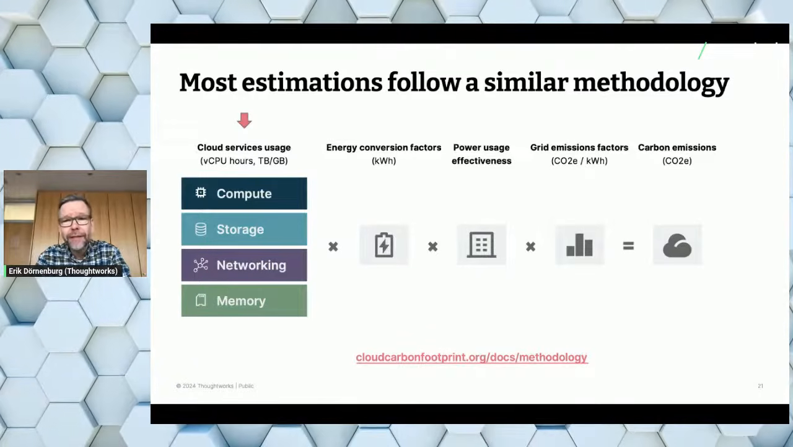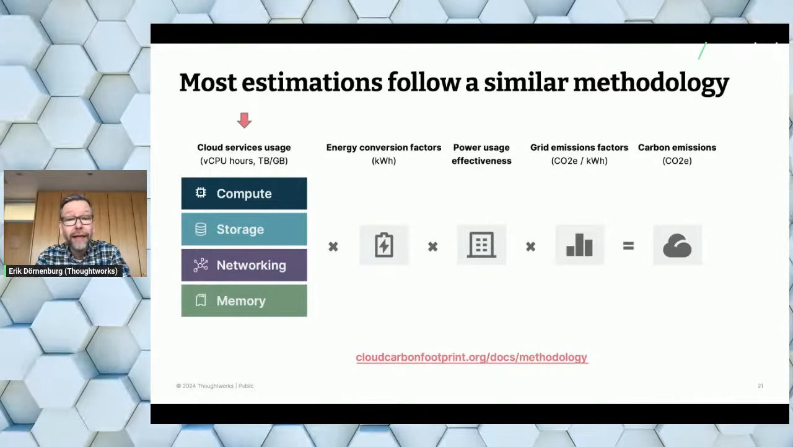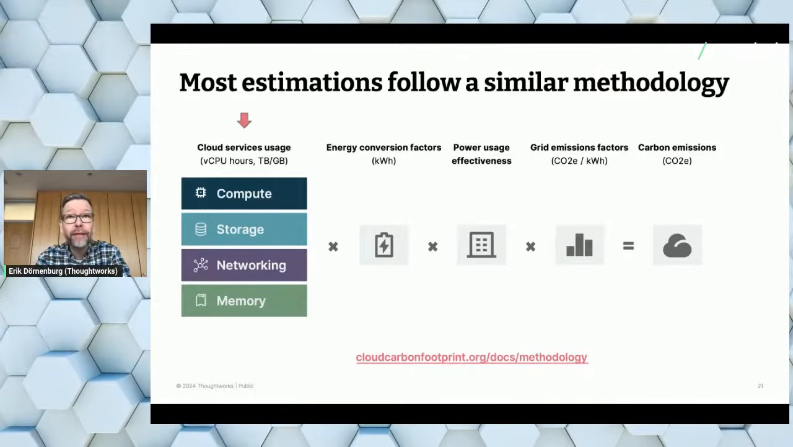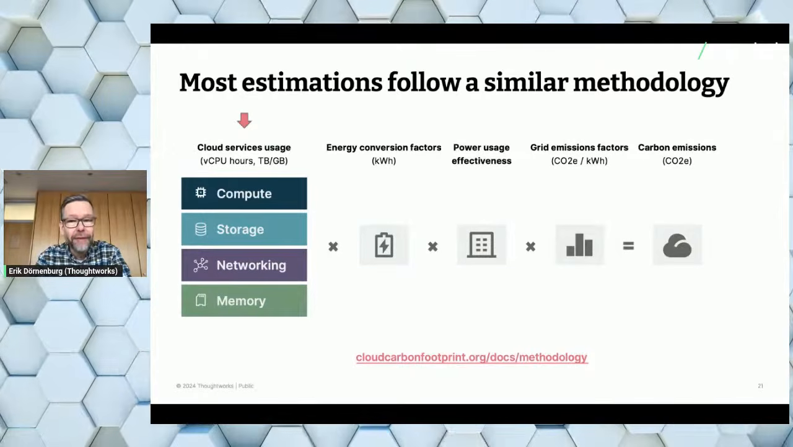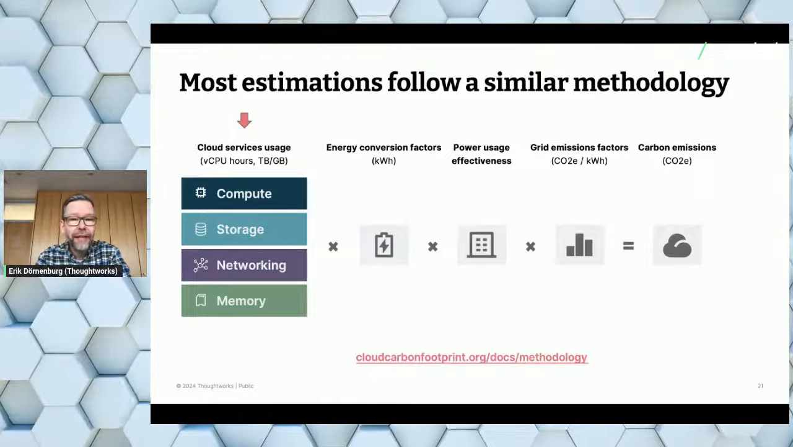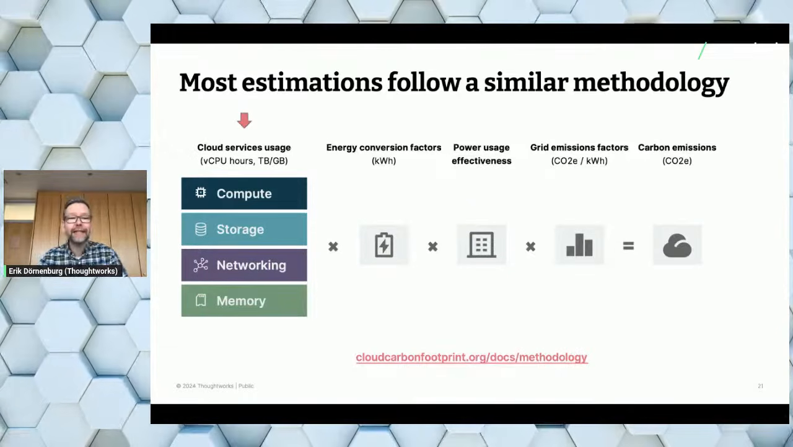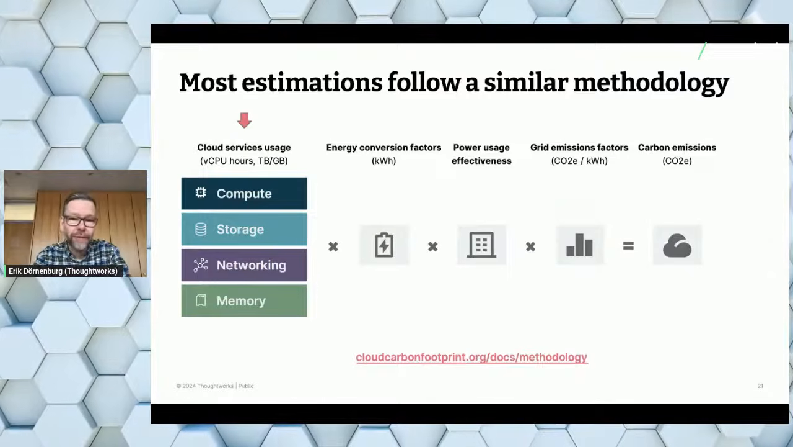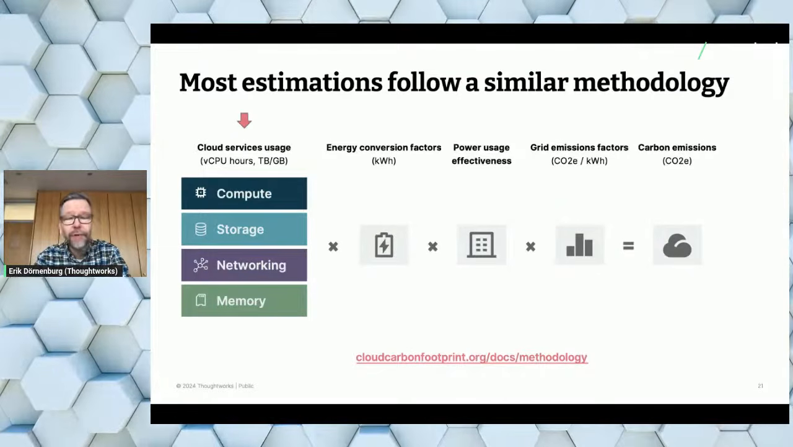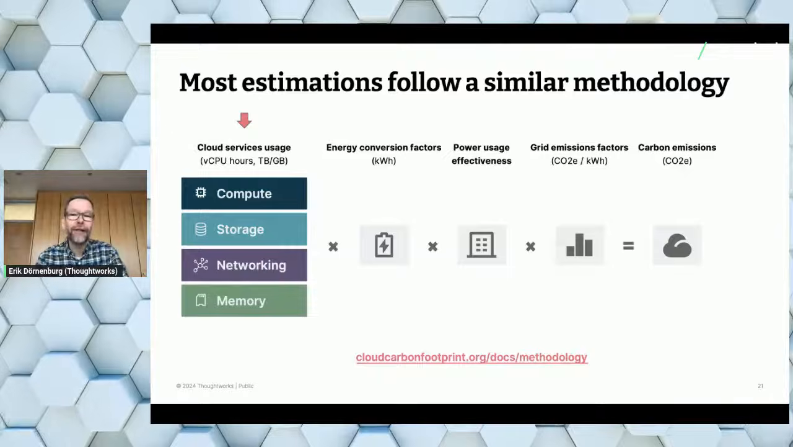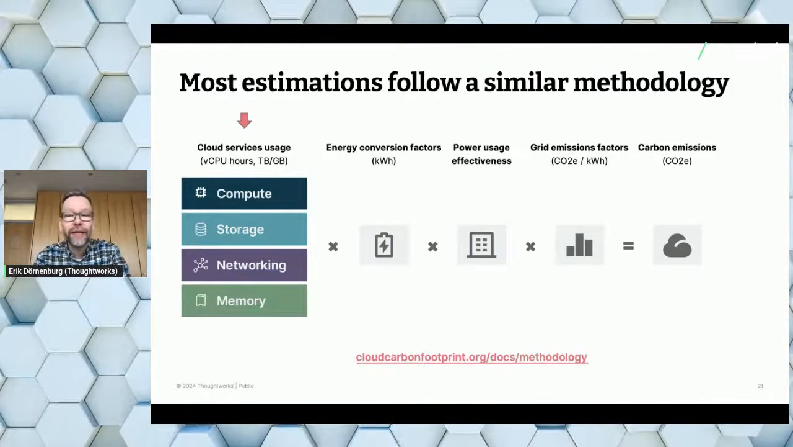And I would say Etsy was completely correct in not looking at networking and memory at the beginning. By memory, I mean the RAM in the servers. Because they are actually negligible, they're not as much of a factor as compute and storage. So they started with it, but because we could, we in Cloud Carbon Footprint also added networking and memory.